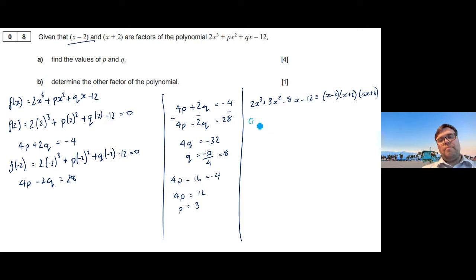So if I compare x cubed coefficient, 2 is equivalent to, and the only way I can get an x cubed is ax cubed. So a is equal to 2. Because x times x is x squared times the ax there is ax cubed. So a is 2, and I'd probably then compare the constant.